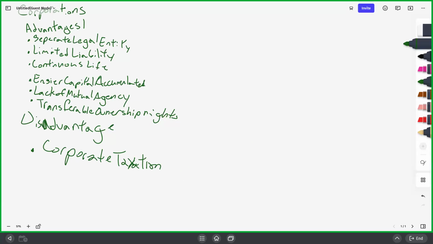What is one more? There's only one more. Regulations. Government regulations. Corporations must follow state and corporation laws.